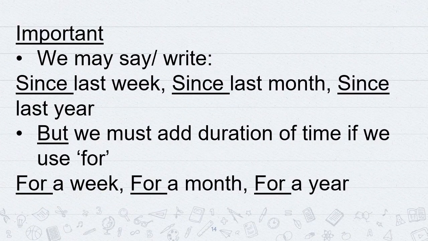There is one important note that we may say and write since last week, since last month, since last year, but we must add duration of time if we use for. For example, for a week, for a month, for a year. That means 1 week, 1 month, 1 year.